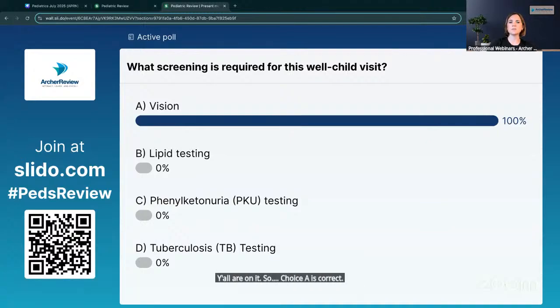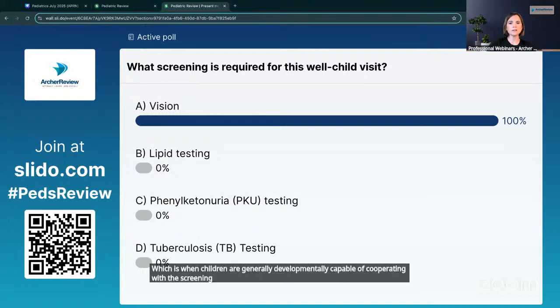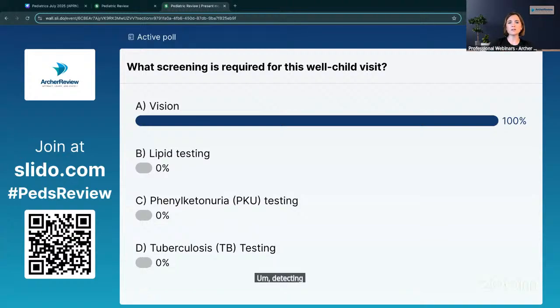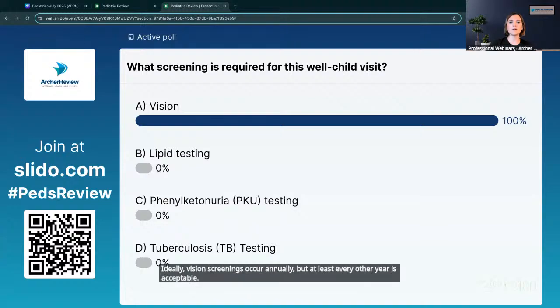Vision screening should begin between the ages of 3 and 4, definitely by the time they turn 4, but you can start at 3, which is when children are generally developmentally capable of cooperating with the screening process. Detecting vision problems early is crucial because untreated issues such as amblyopia or lazy eye and refractive errors can lead to long-term visual impairment. So ideally, vision screenings occur annually, but at least every other year is acceptable if resources or access is limited.